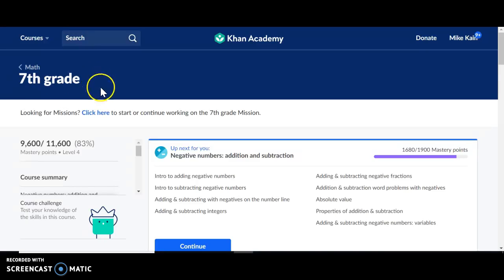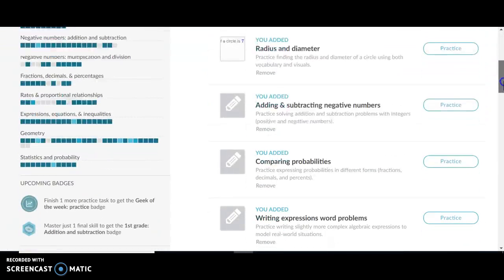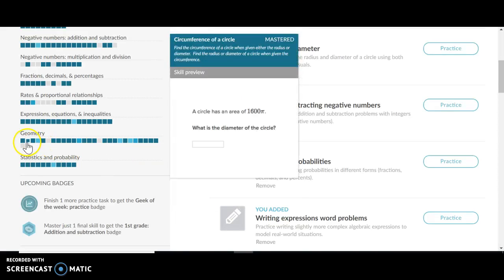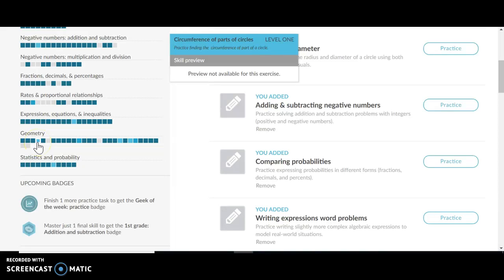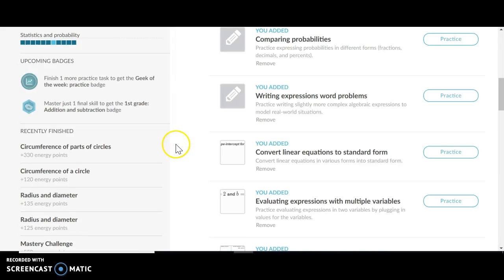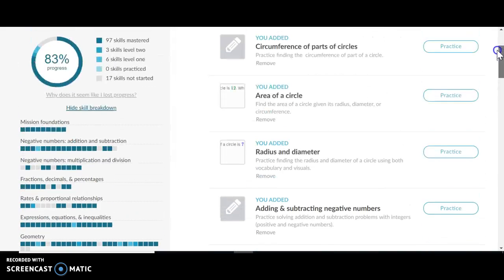We've been working in geometry, and now we're going to work on parts of circumference of a circle. Let's click through to our entire 7th grade program. Let's scroll all the way down, go down to geometry. Look where we're at. We did this one, this one, this one, and now we are on circumference of parts of circles. Give it a click. It should pop to the top, and let's scroll up, and let's see where that is. Here it is. Give it a click, and let's get started.